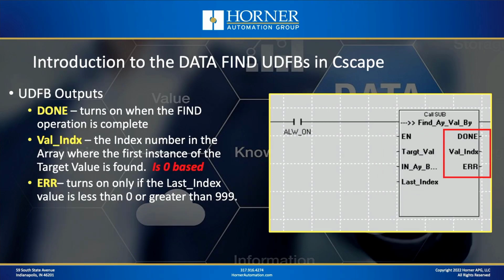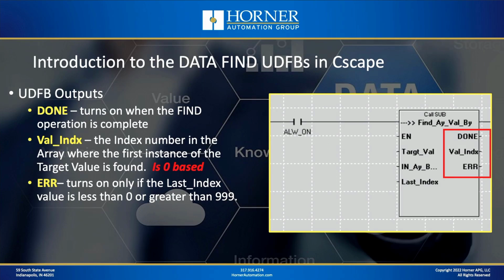Now let's turn our attention to the outputs of the user-defined function block. First of all, you have a Boolean output, which is done. That output will turn on whenever the find operation is complete. Next, you have value index. That is really the output we're interested in: the index in the array for the value you're looking for. If the value you're looking for is in the very first location in the array, then value index will come back with a 0. If it's in the 100th location in the array, it'll come back with a 99, because remember, it's returning an index, which is 0-based.